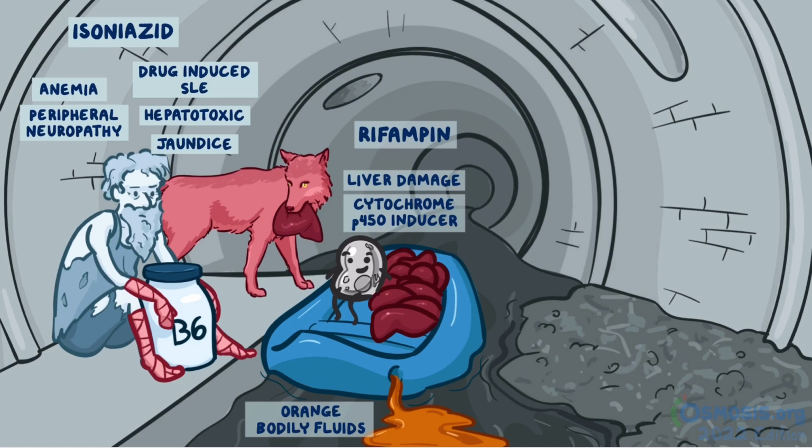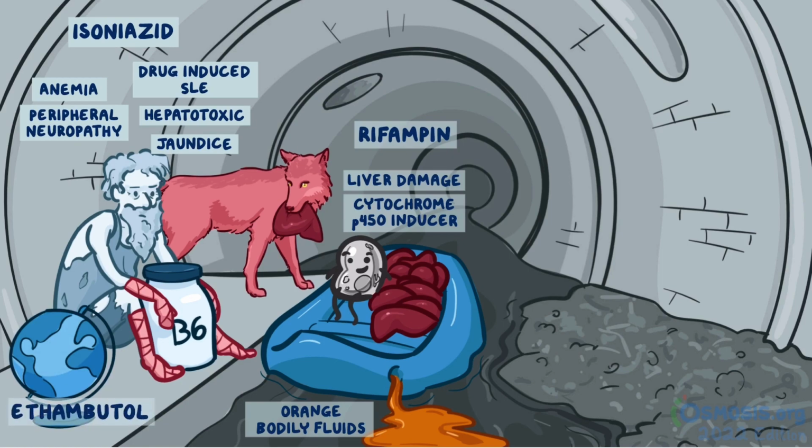Okay, next, the hermit's prized possession is a globe of the earth, representing ethambutol. There's a pair of eyes on the globe colored red and green to help you remember it causes optic neuritis and red-green colorblindness. There's uric crystals growing out of the top of the globe to help you remember it increases the risk of developing gout.